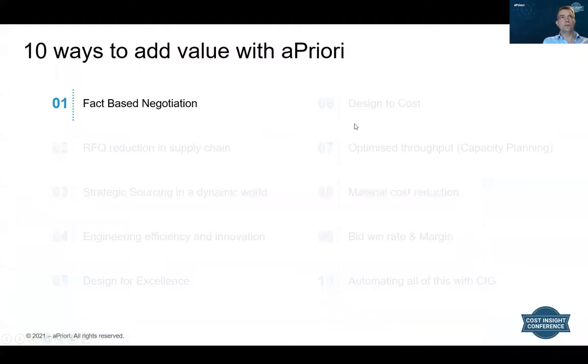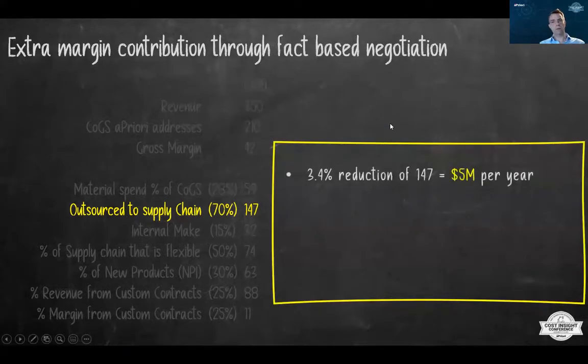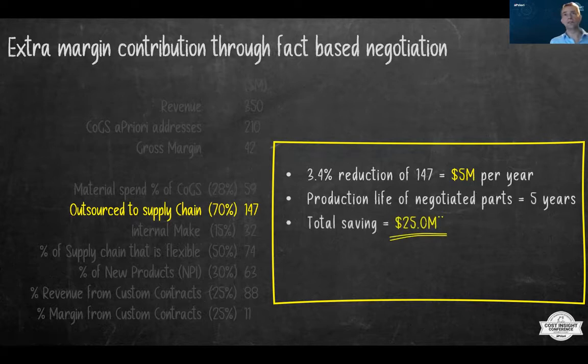So this is a classic way of using aPriori for fact-based negotiation. But what does it mean to our organization? Well, let's look at those numbers again. There's 147 million that we spend with supply chain. And if we made just a 3.4% reduction in procurement costs, and I say 3.4 because our average with our clients today is 5.4, I'm going to take 2.0% to the next thing I'm going to talk about, which is strategic sourcing. So a small percentage difference yields 5 million a year, and over a 5-year production run, that's worth $25 million to us.